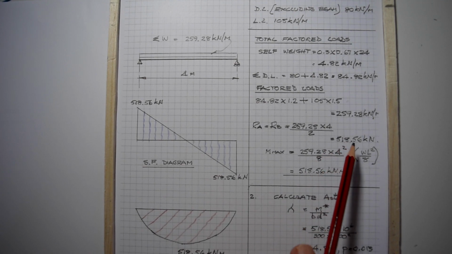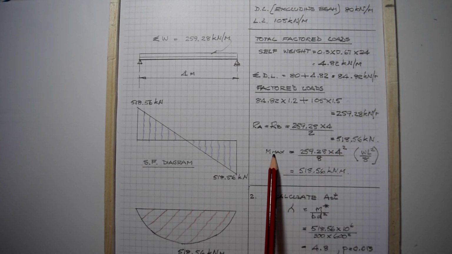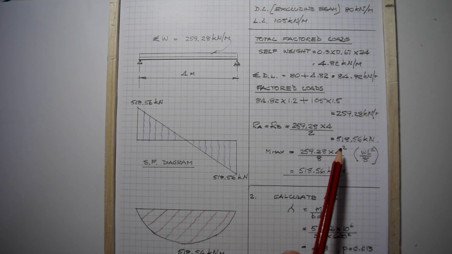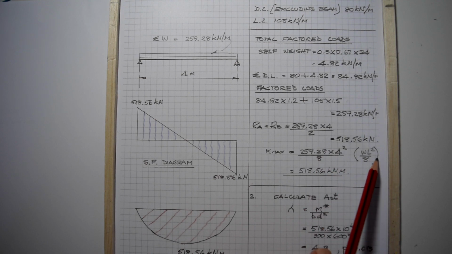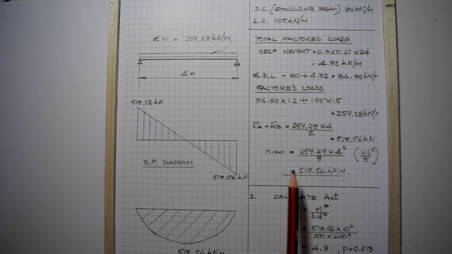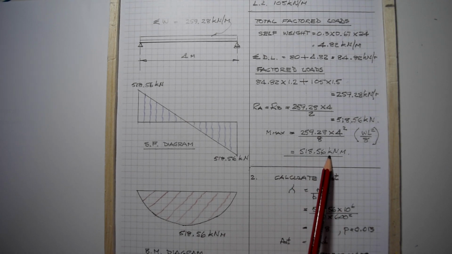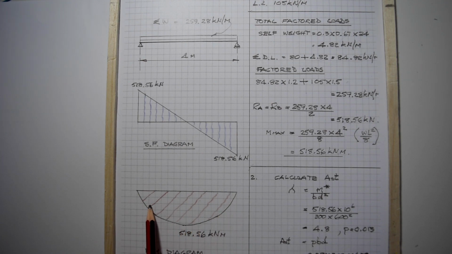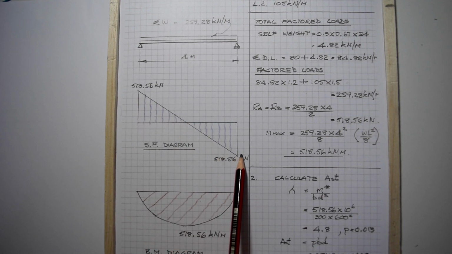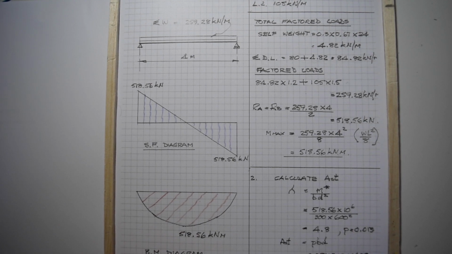Now, by coincidence, the moment in this particular case, the load per meter multiplied by the span squared divided by 8, the old WL squared over 8 equation, gives you a maximum bending moment of 518.56 kilonewton meters, a standard parabolic bending moment for a beam with a uniformly distributed load. This is your shear force diagram where you have a uniformly distributed load. You've done this many times. So I think that's all pretty clear.